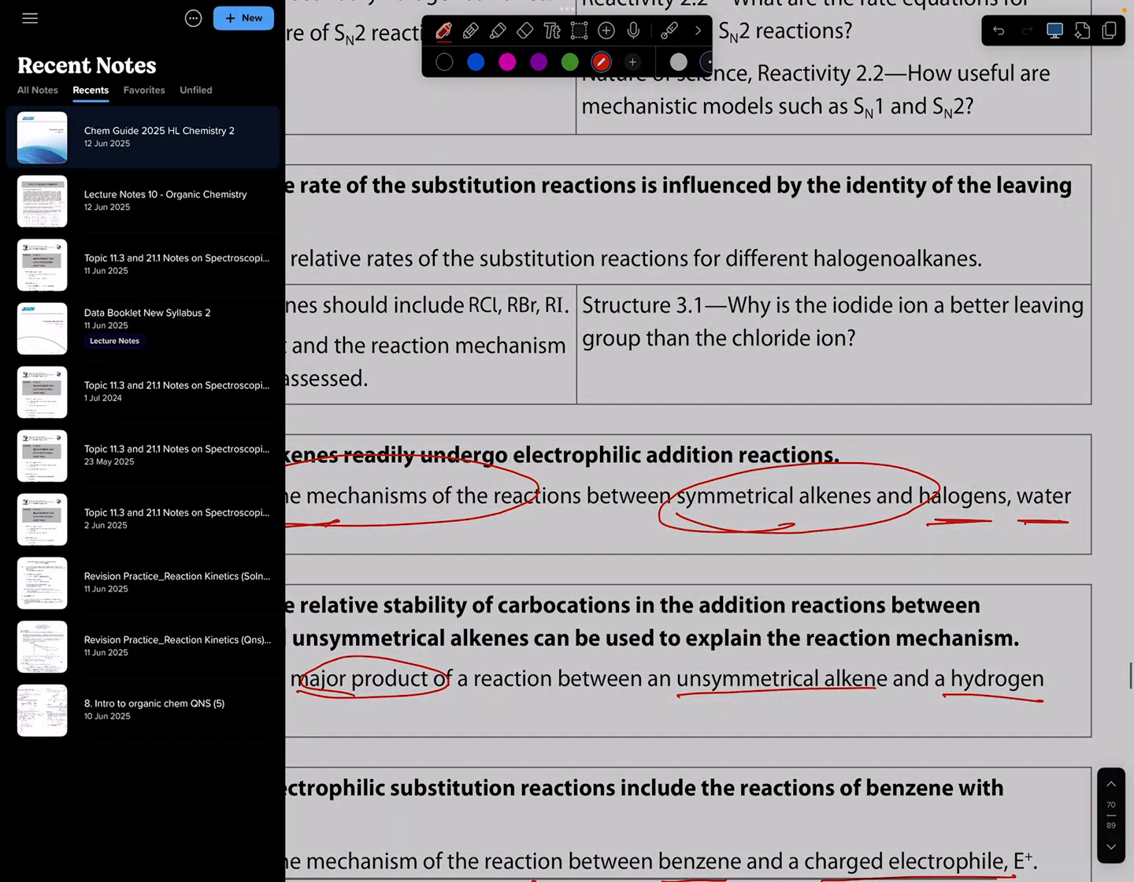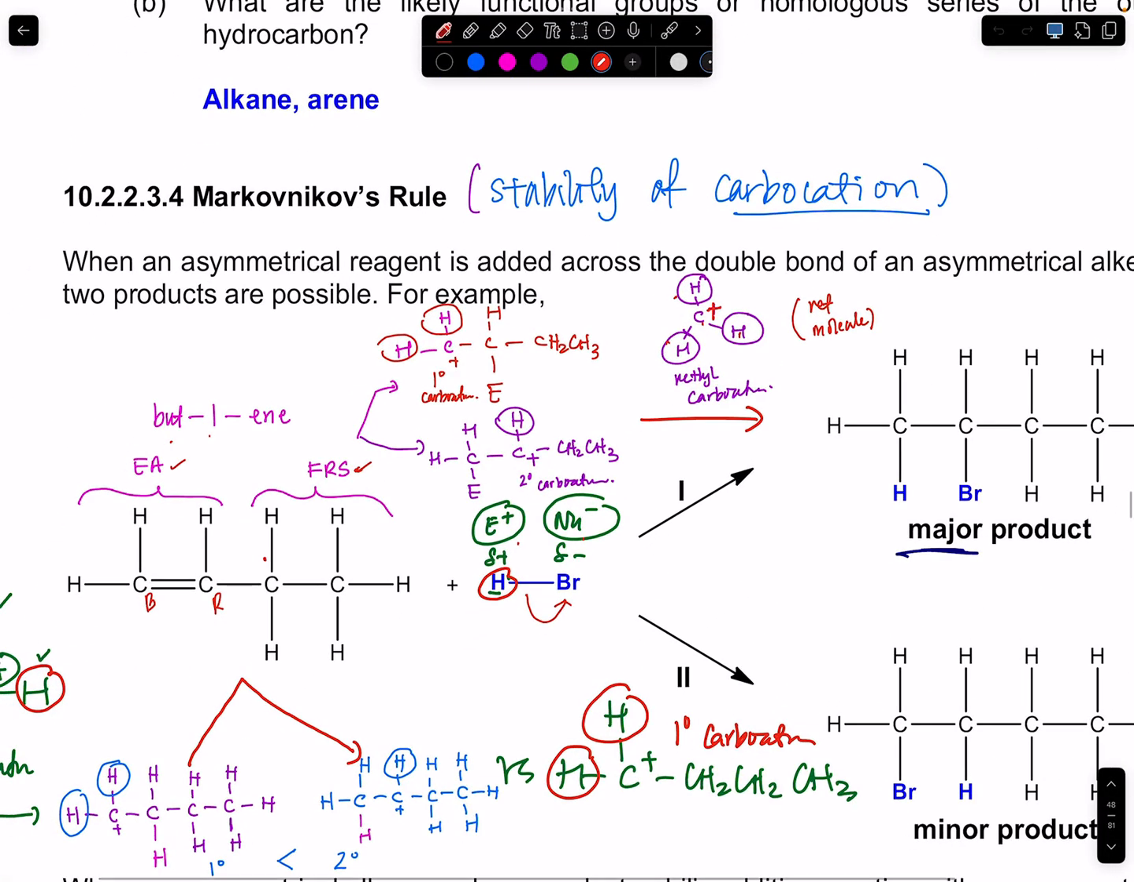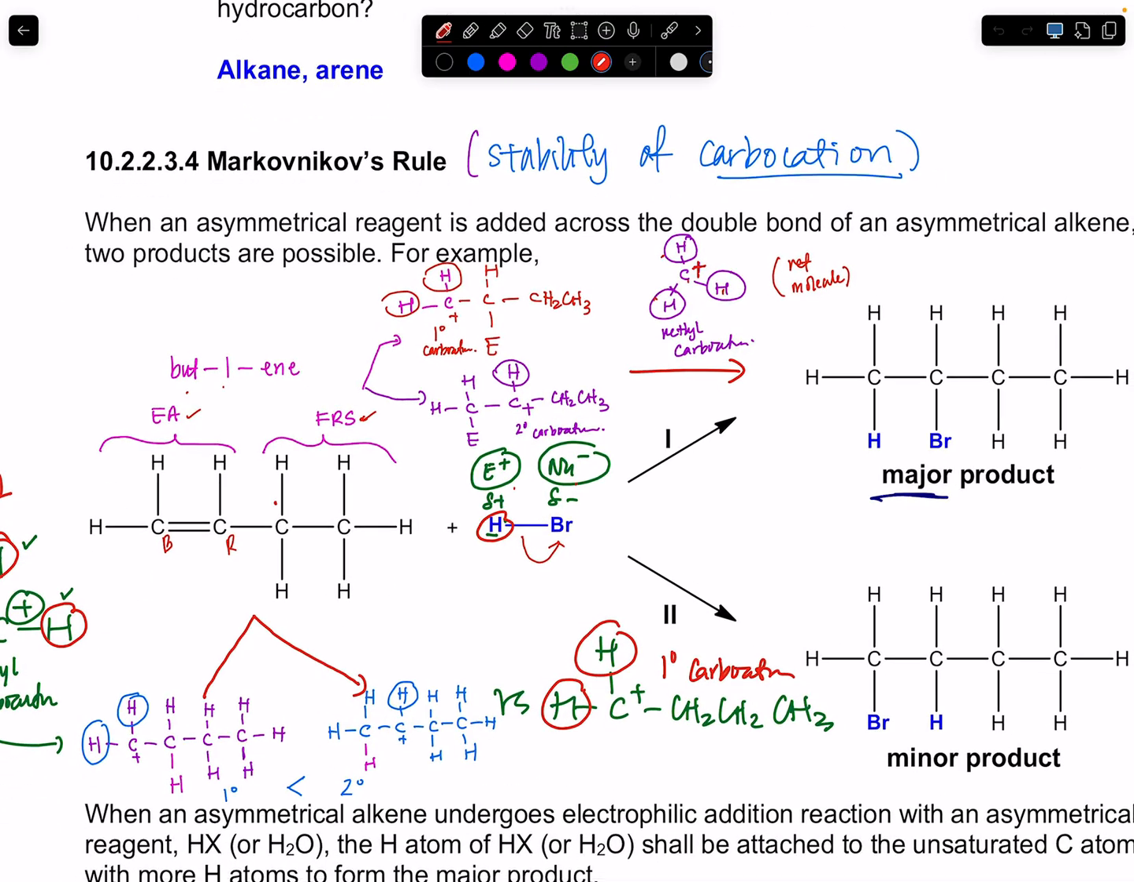Alright, so let's go back and move on to the next part. This is called the stability of the carbocation, also known as Markovnikov rule. Wait, but do you need to know how to draw an asymmetrical one also? Mechanism, you mean? They can test, but they only test symmetrical lah. But I feel that they can test for both lah. If you are allowed to predict the products, means you should be able to draw the mechanism as well.